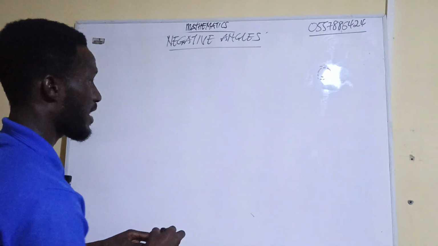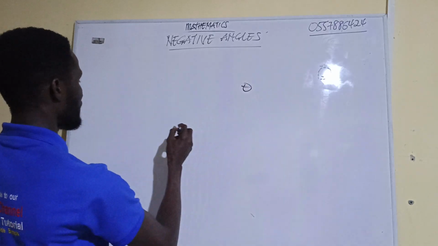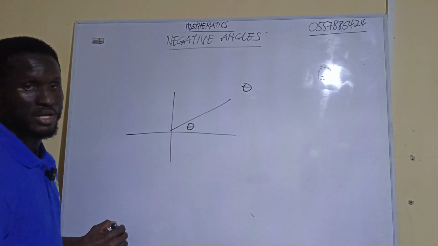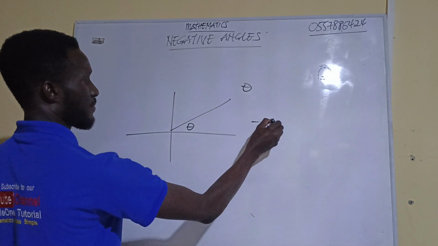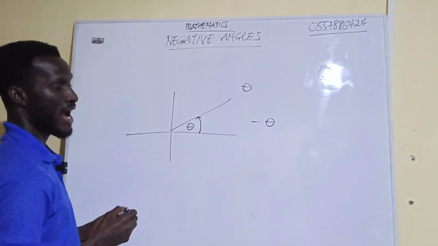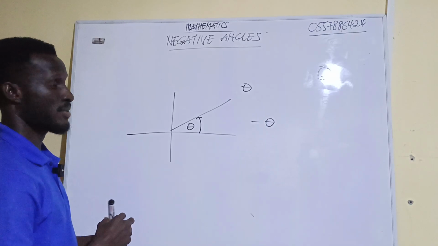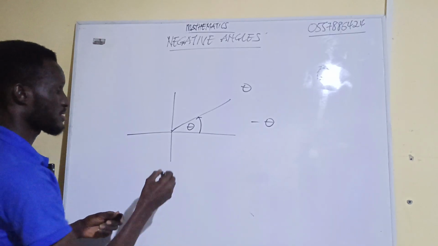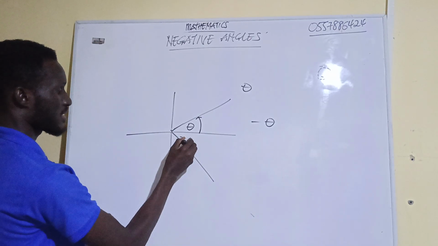So, if I have an angle theta to be positive, the negative theta means that right now, this one is positive, I need to move in the anti-clockwise direction. Hey, move in the clockwise direction. Now this one will be the clockwise direction, negative theta.